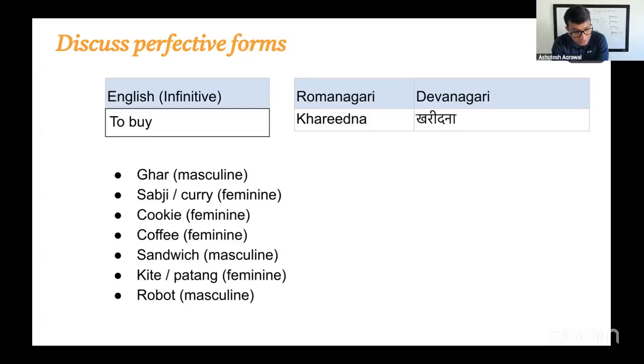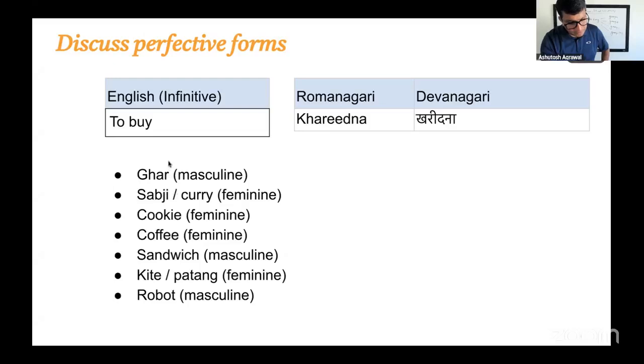Let's take one example. Josh, how will you say, I bought a house? Just start simple. Kharida ghar. Beautiful. Ghar kharida. Okay. Maine ghar kharida. Beautiful. I bought a house. Maine ghar kharida. Okay. Beautiful. So I think you're getting it, all of you. So I want you to do this exercise.